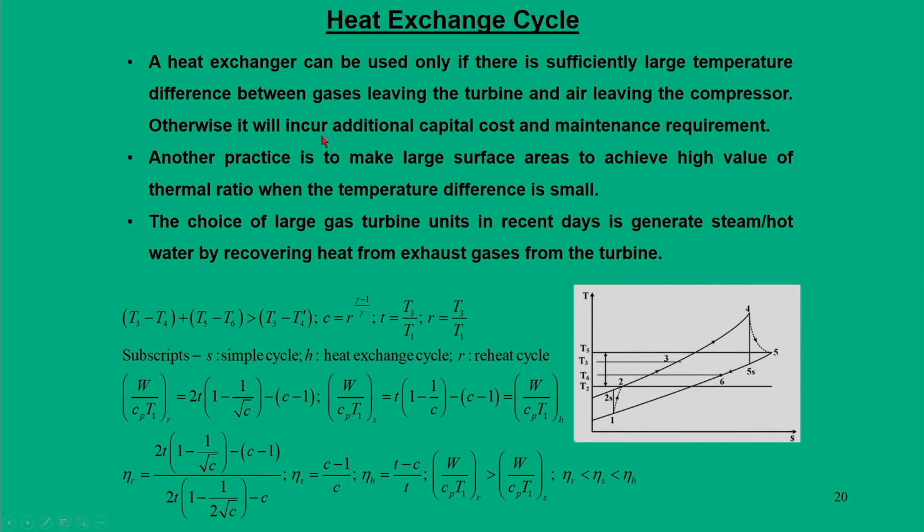It is also possible to see how a heat exchanger can improve the cycle efficiency. A typical T-S diagram is drawn here. From this we can say that for a heat exchange cycle, the efficiency is defined by eta h is equal to T minus C by T, and by putting this, we can say this particular relation holds good, that is, for a heat exchange cycle the efficiency is always higher. Of course, we are not touching the work output.